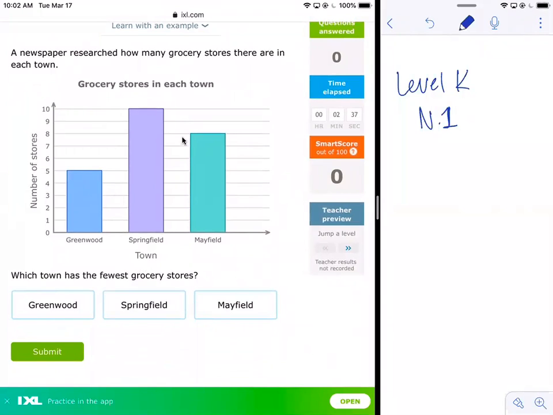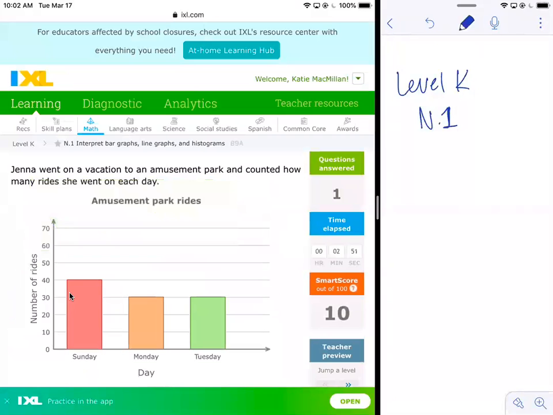Right, so I'm going to look at the one that is the shortest. Greenwood has 5, Springfield has 10, Mayfield has 8. So this one that has the fewest is Greenwood. So I'm going to select Greenwood and press submit. Right.